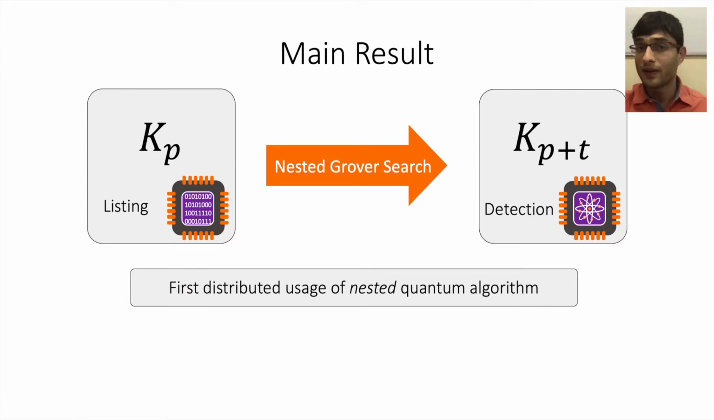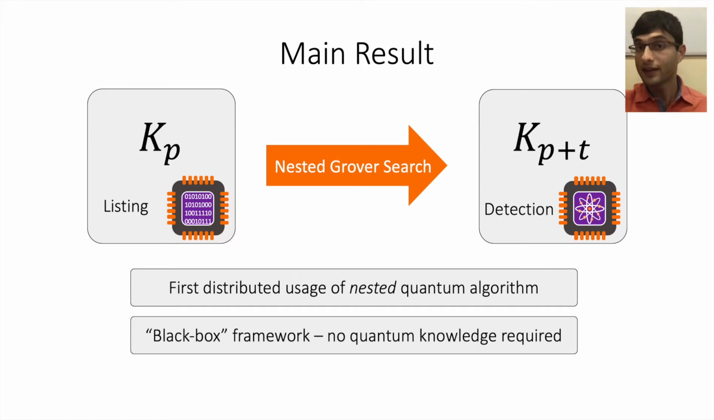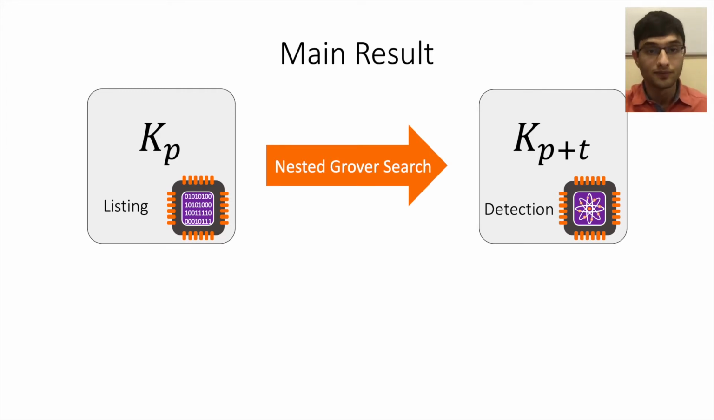This is the first time in distributed quantum computation that Grover searches were nested inside one another. All previous works only use a single Grover search where the checking algorithm is classical and not quantum. Second, the way that we show the framework allows it to be used without any knowledge of quantum required. That is, any distributed researcher can take our framework and simply apply it as one more additional tool.